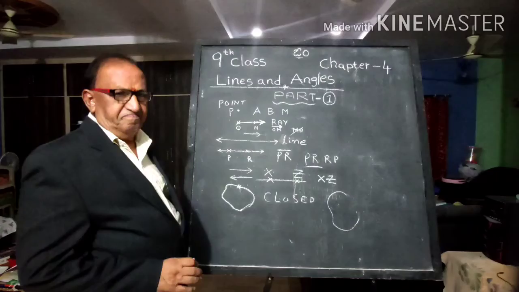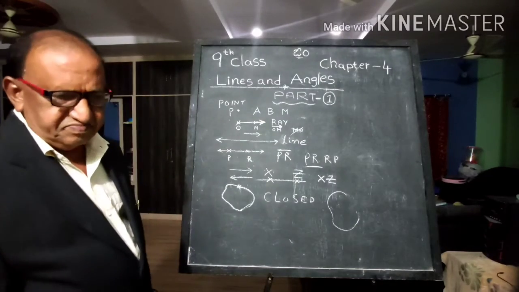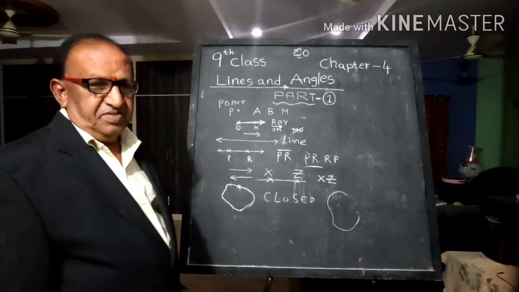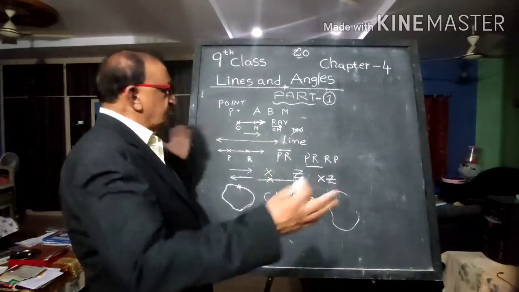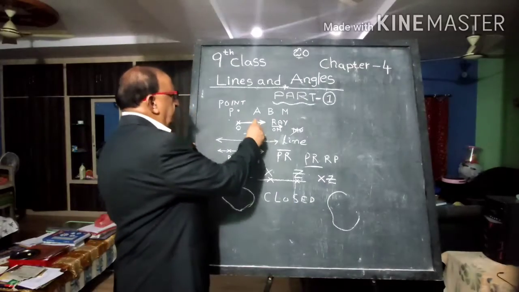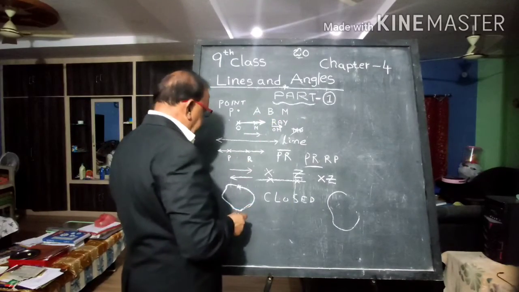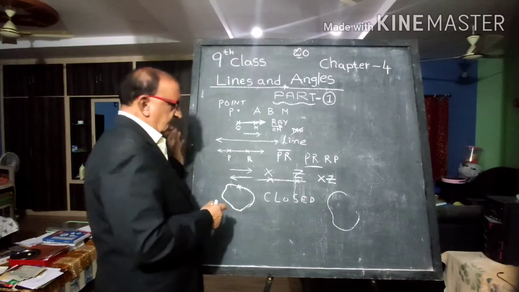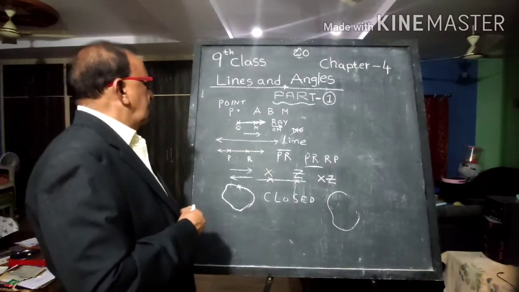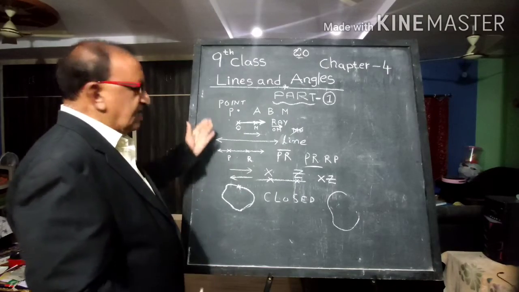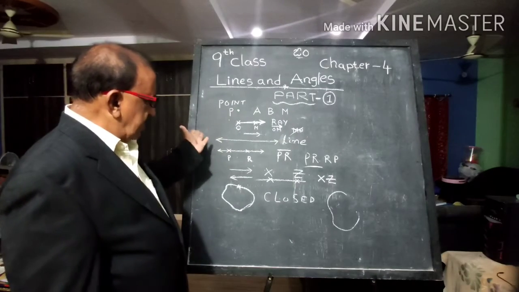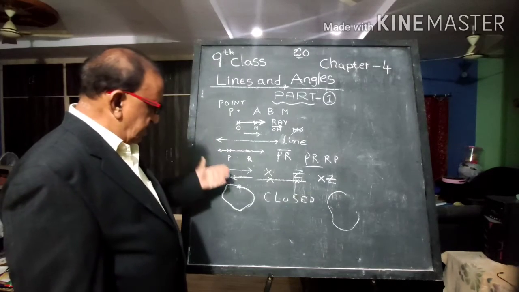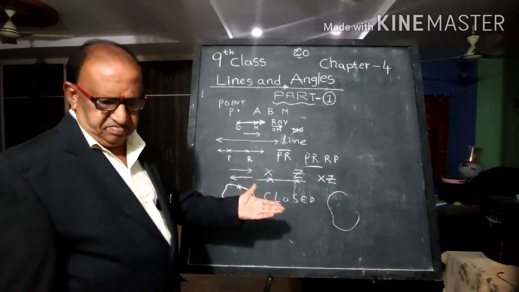Can anybody tell an example of a ray? You know, the sun's rays start from the sun and they do not end. They keep on going. So that is an example of a ray. Now you have the line segment. So I taught you in this class today what is a point, what is a ray, what is a line, what is a line segment, and then a closed curve and an open curve.